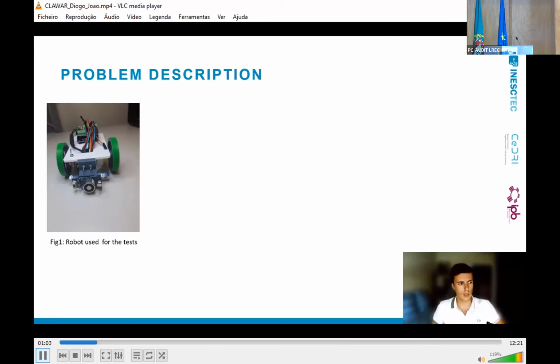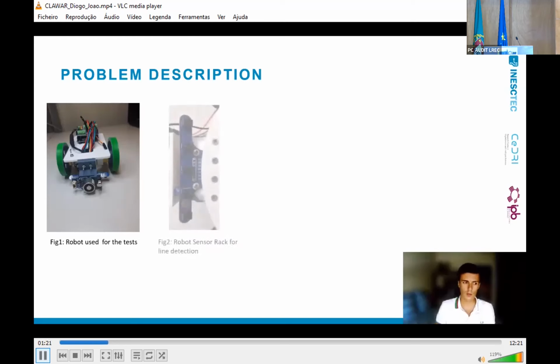However, since there are very young participants in this competition, it is necessary to adapt the different algorithms that we use in order to make them easily accessible and easily understandable by the young participants.